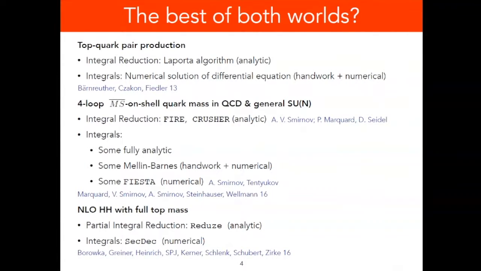There's also the four-loop MS-bar on-shell renormalization scheme of the quark mass in QCD and general SU(N). Here again, we used multiple methods for the integral reduction, analytic methods, FIRE and Crusher. For the integrals, some of them were computed fully analytically. Some were computed using Mellin-Barnes, which required some handwork and some numerical integration. And then the remaining integrals were computed using sector decomposition with FIESTA. So this really shows the combined approach of attacking the integrals with the most appropriate method at hand.